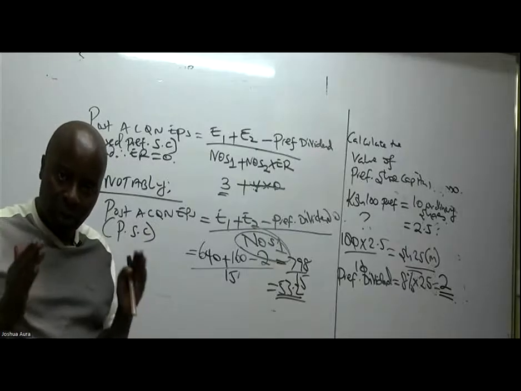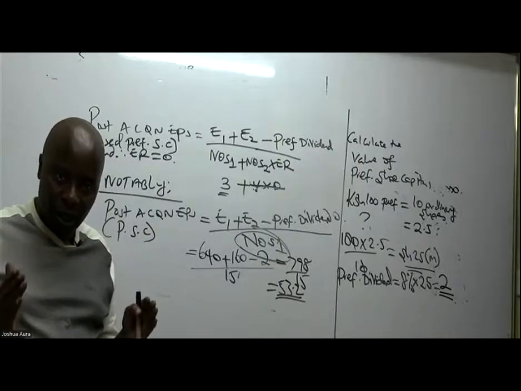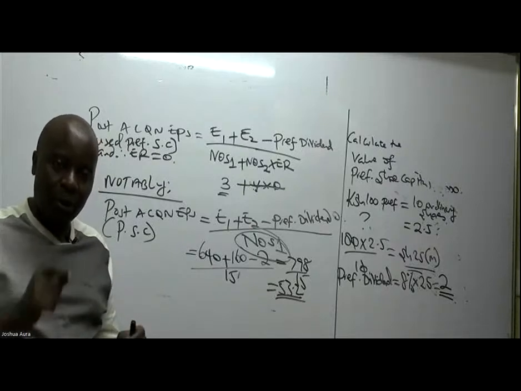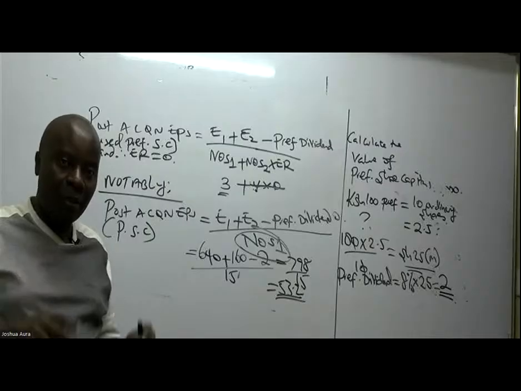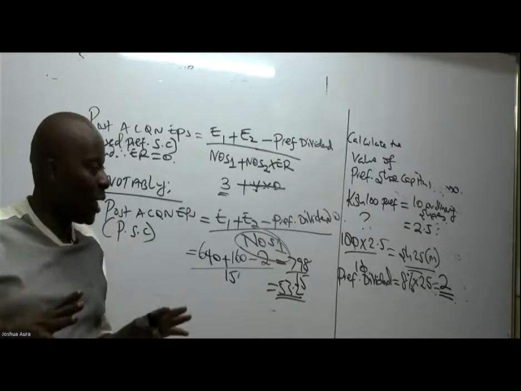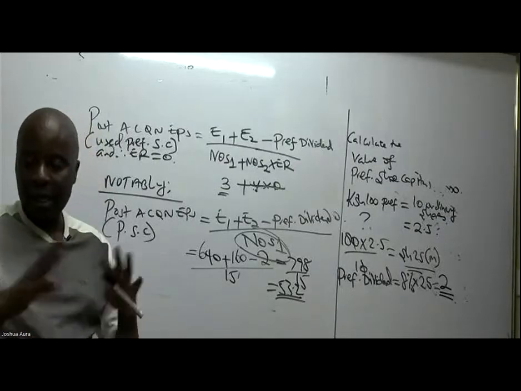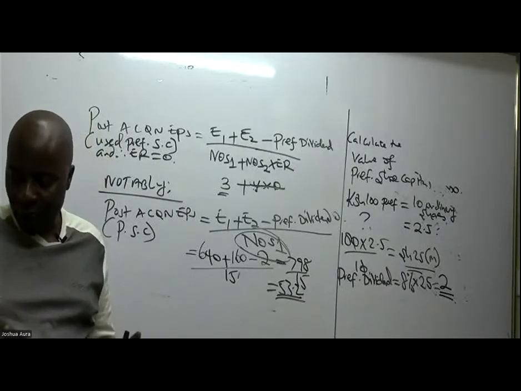Post-acquisition EPS, post-merger earnings per share. Whenever we have preference share capital, always remember to subtract the preference dividend. Always remember that in the denominator, we shall only account for the number of shares of the first company.